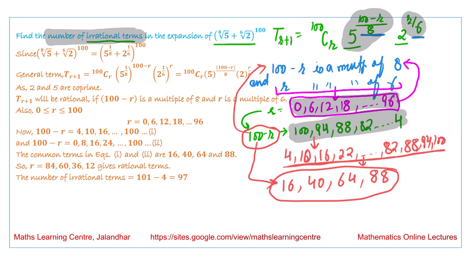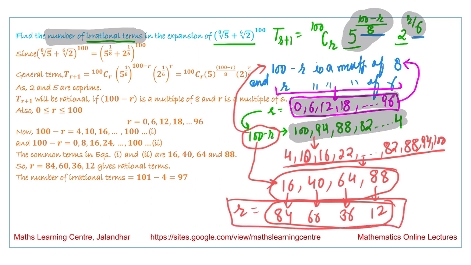The corresponding values of r: corresponding to 88, the value is 12; for 64 it is 36, for 40 it is 60 and for 16 it is 84. So these are the 4 values of r for which the term is rational, as the powers of both 5 and 2 are integers. The total number of terms in this expansion is 101, out of which 4 are rational terms. So we are left with 97 irrational terms.